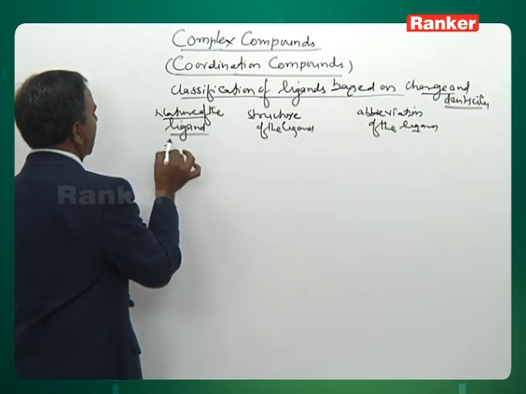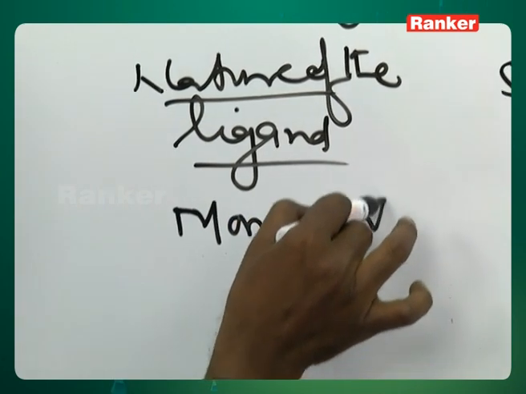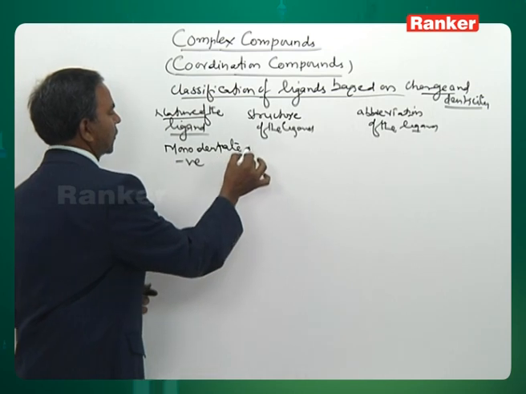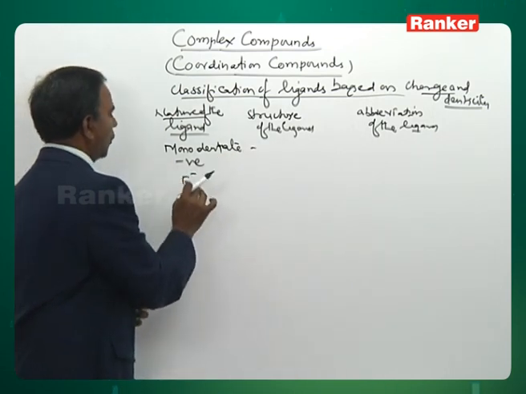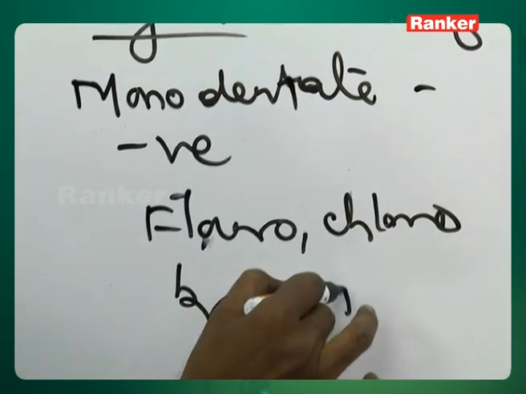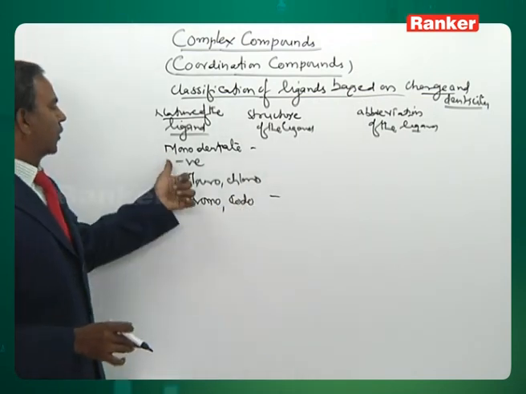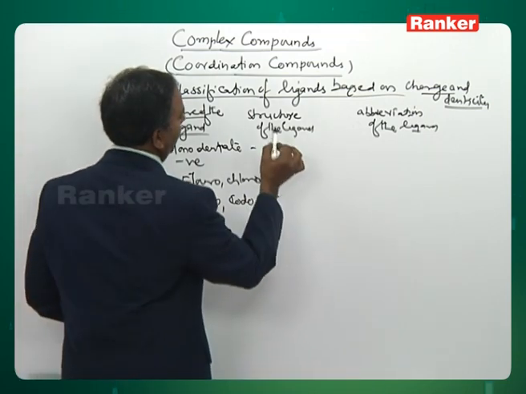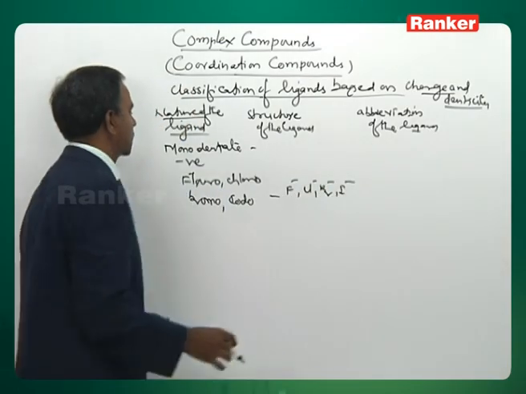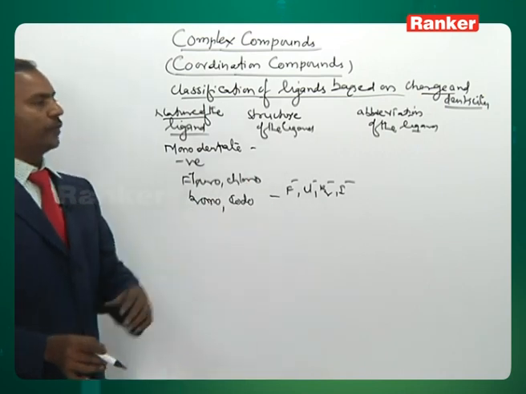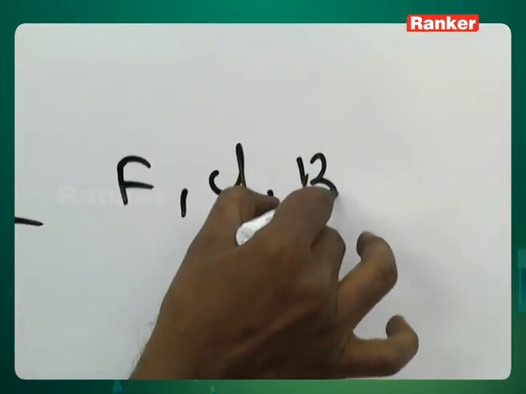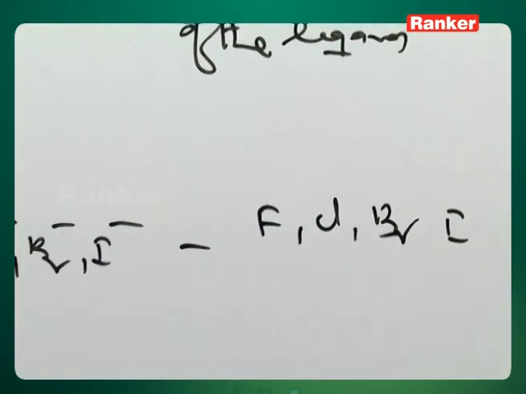Now let us consider the first type, monodentate negative ligands. It is very simple: fluoro, chloro, bromo, iodo. The structure is simply represented by F minus, Cl minus, Br minus and I minus. Their abbreviation is also simple: fluoro, chloro, bromo, iodo.